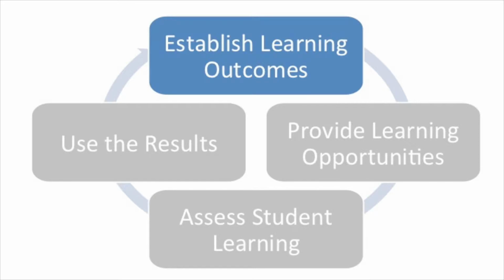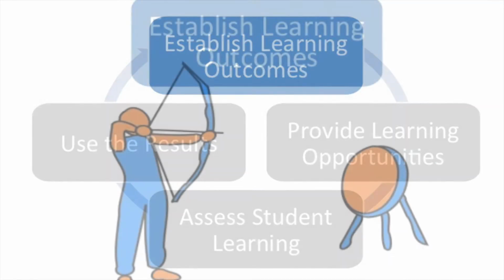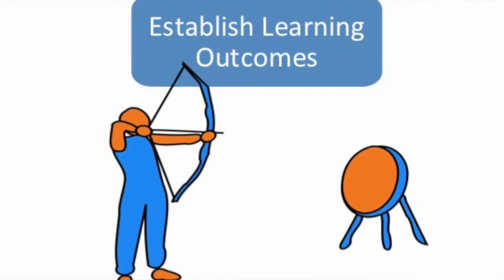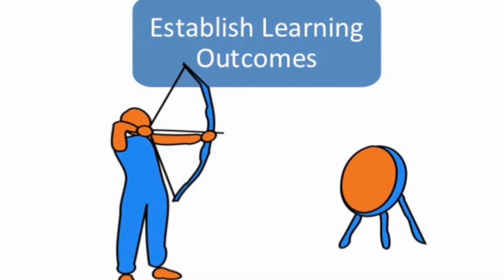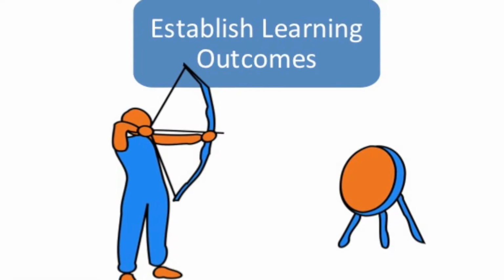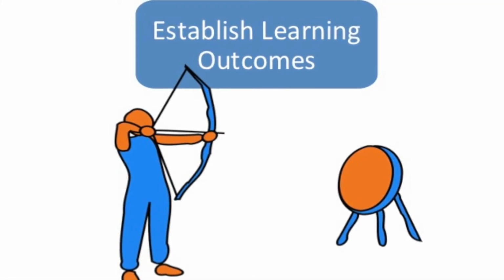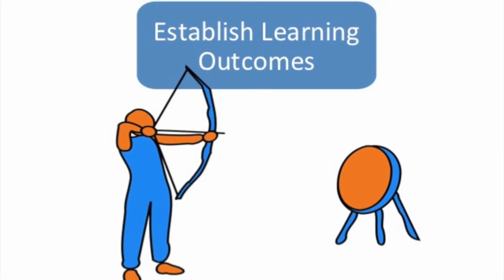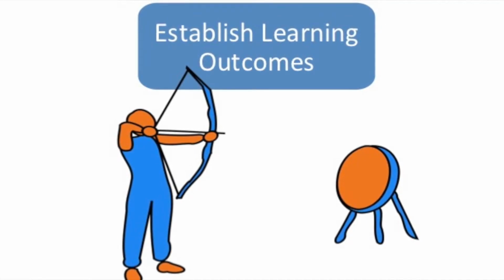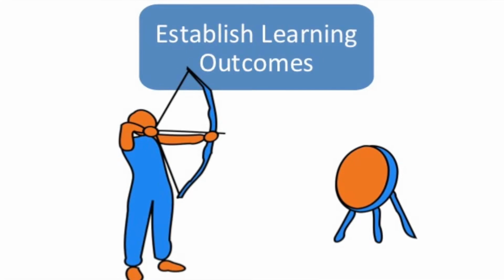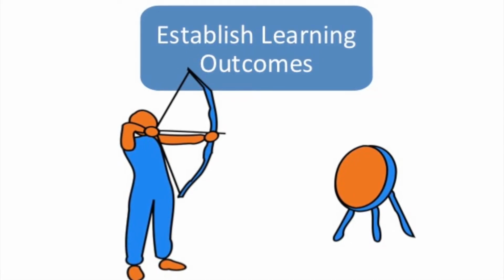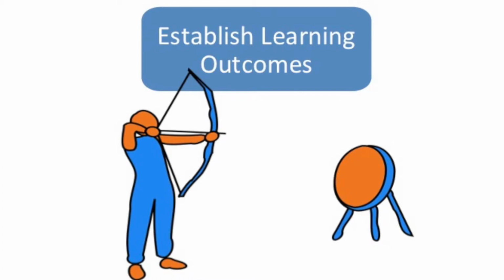Establish learning outcomes. It's very important that the first thing that you do is actually figure out what you are aiming for. If we don't know what we're aiming for, it's hard to make sure that we get there. So you're going to want to establish the learning outcomes. What is the goal? How do we want students to be different after engaging in this learning activity? Learning outcomes are statements of how students will be different at the end of this learning opportunity.